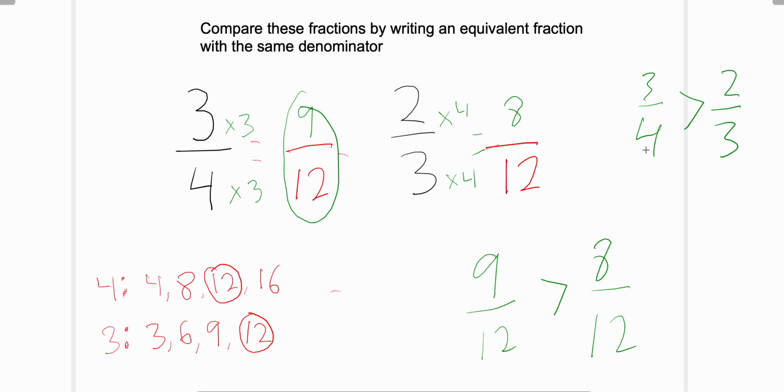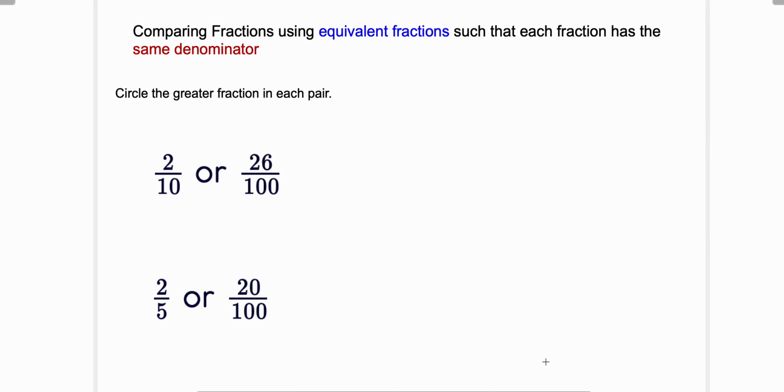Okay, let's see the next example. So again, we are comparing fractions using equivalent fractions such that each fraction has the same denominator. If you don't know how to generate equivalent fractions, search up my other videos that explain how to do it. But remember that we can create equivalent fractions by using multiplication or division. Okay, so here it tells us to circle the greater fraction in each pair.